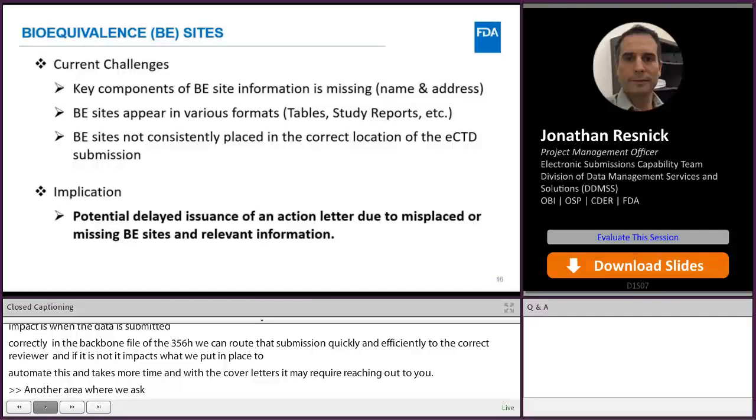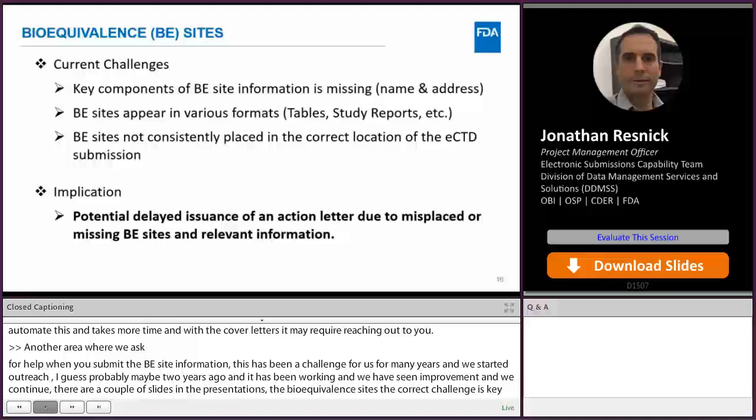So the bioequivalent sites, current challenges: key components of the BE site information are missing. The BE sites appear in various formats, and they're not consistently placed in the correct location of the eCTD. So what that means is that there are potential delays in issue of action letters, and that happens if there's a BE site that doesn't get discovered until very late in the review process.